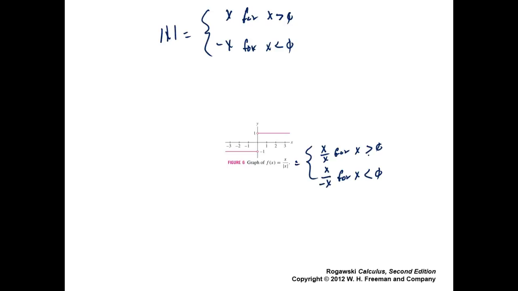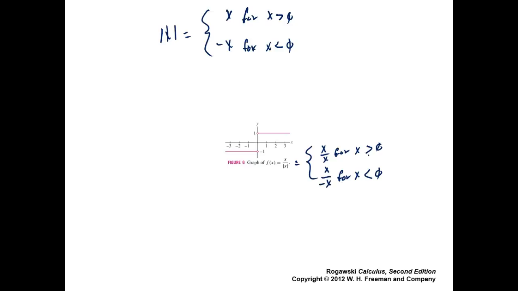It has a left-hand limit, it has a right-hand limit. But those two limits are not the same, so it has no limit at x equals 0. It has a limit from the left as x approaches 0, a limit from the right as x approaches 0. But since those are not the same, it has no limit as x approaches 0.